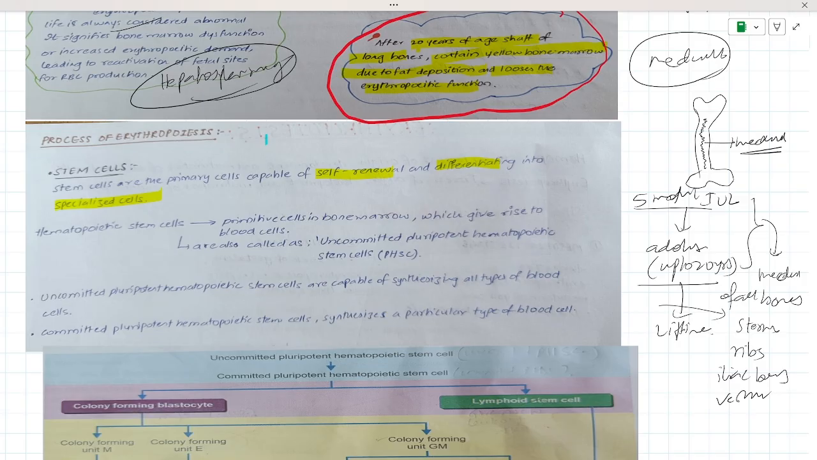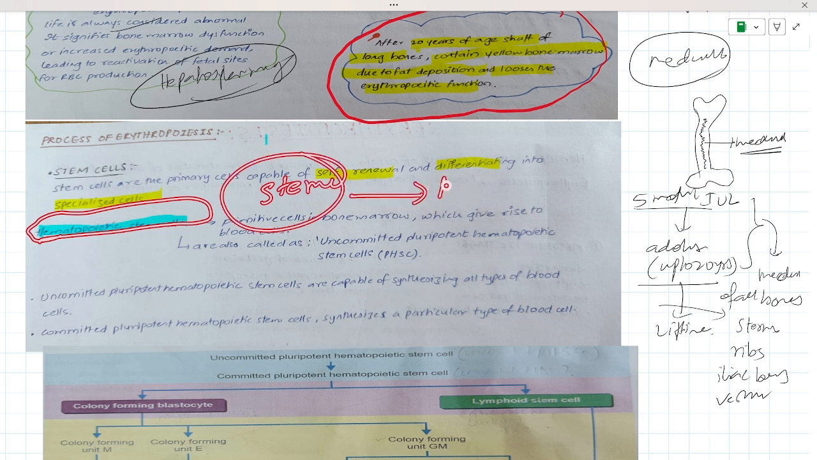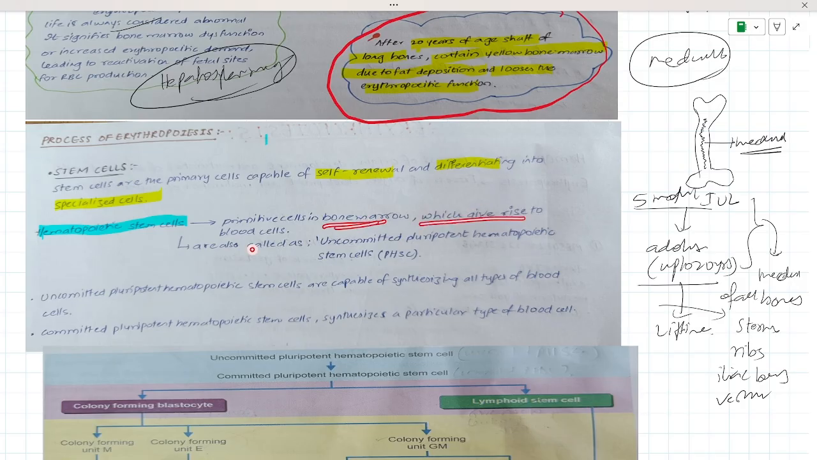So if the stem cells are designed to synthesize the blood cells, they are known as hematopoietic stem cells. I hope you got my point. What are the hematopoietic stem cells? The specialized stem cells which are specialized to synthesize the RBCs. These are primitive cells in bone marrow which give rise to blood cells. Now these hematopoietic stem cells are also called uncommitted pluripotent hematopoietic stem cells.